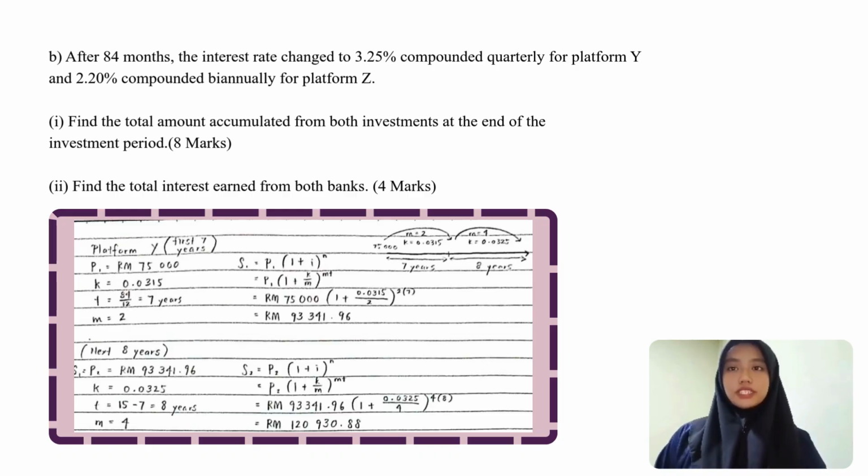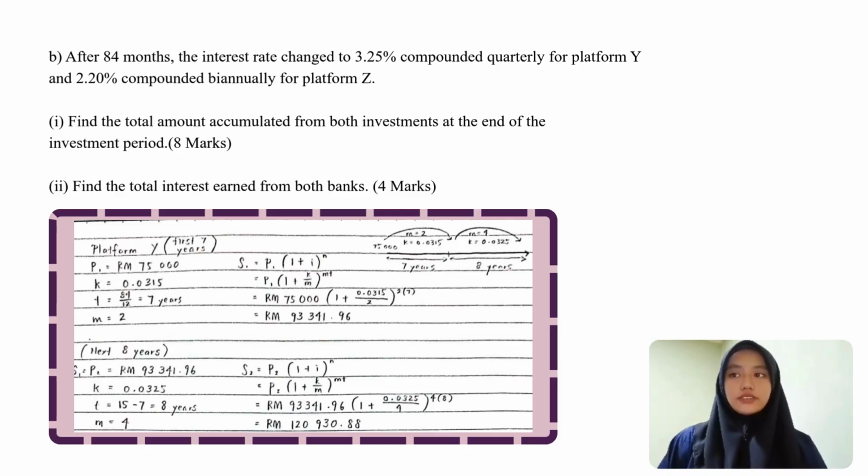First thing first, we need to list down all the information from the question. As we can see here, we have principal, which is P equals to 25,000, K equals to 0.0315, and T equals to 84 over 12, which means 7 years. And lastly, M refers to compounded biannually, equals to 2. In this question, we are going to use S equals to P bracket 1 plus K over M to the power of M times T, then substitute all the information inside the formula. And the answer for S is 93,341 ringgit and 96 cents.